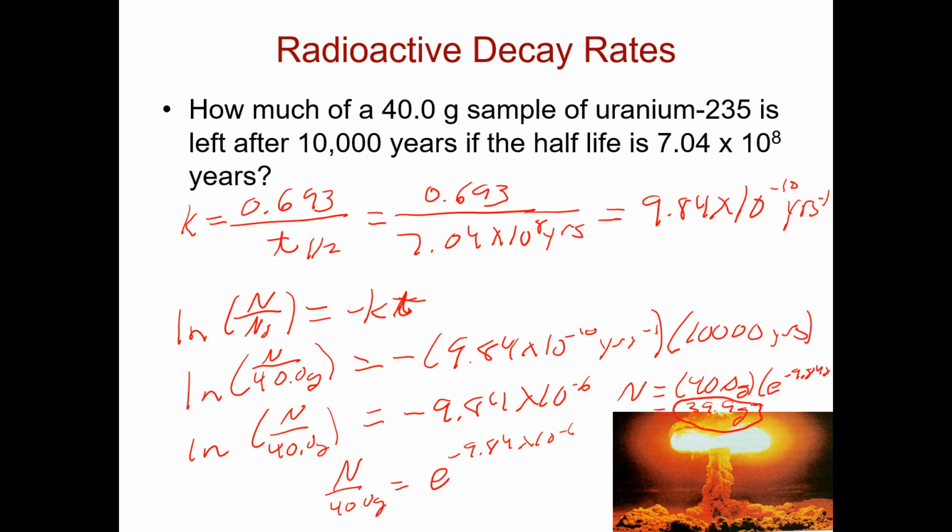So if we look at how much we started with and how long the half-life is, the half-life of uranium-235 is 7.04 times 10 to the 8th. So that would be 704 billion years. And we're talking about after only 10,000 years. So not very much is going to decay. So it makes sense that our answer is close to our original amount.